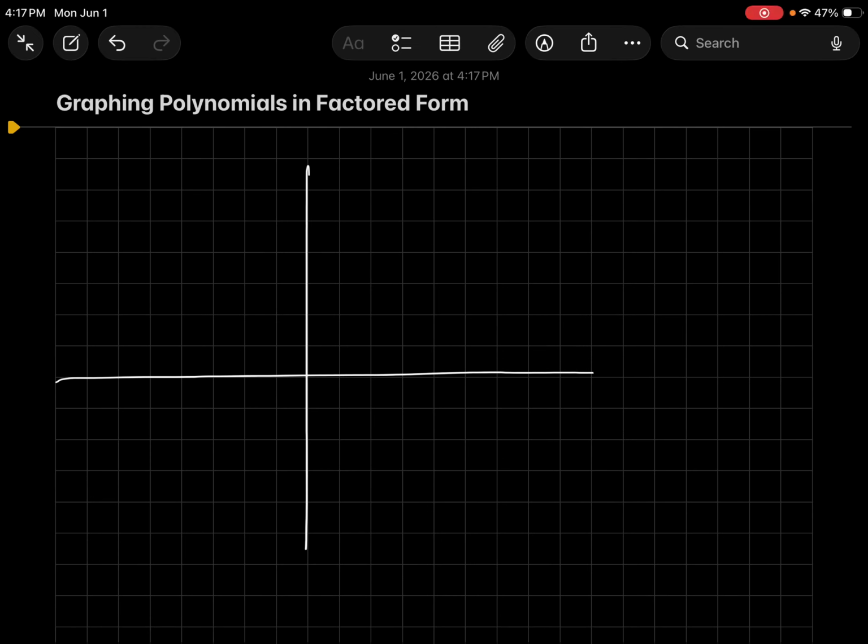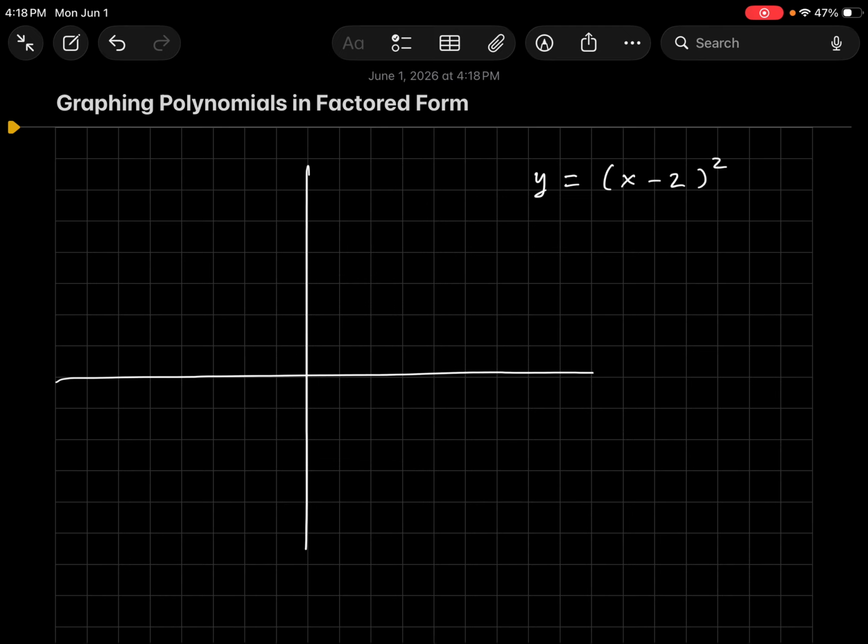Graphing polynomials in factored form. Before we get to the graphing, let's do some pre-work. For example, what if we wanted to graph y equals (x minus 2) squared?